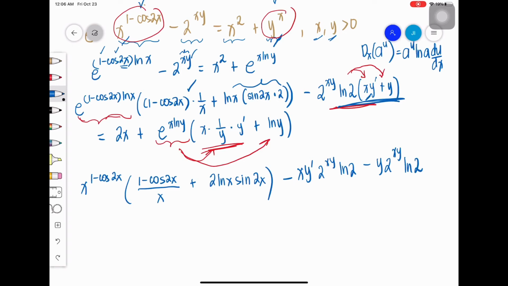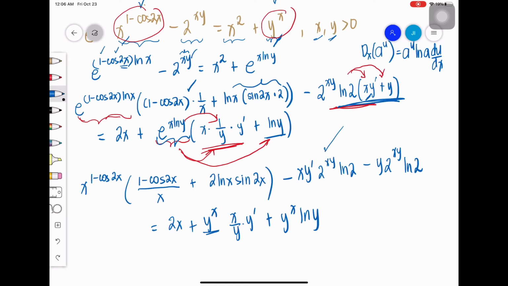Tama? Sa kabilang side, copyhin lang natin, we'll have something like 2x plus this goes back to its original form, which is y raised to x times, distribute ko na rin, okay lang? Distribute ko na to dito. We'll have y raised to x multiplied to x over y times y prime. Tama? Plus, for the second term, kapag si y to the x, minultiply ko dito, I'll have y to the x ln of y. So from here, pwede ko nang i-isolate si y prime.